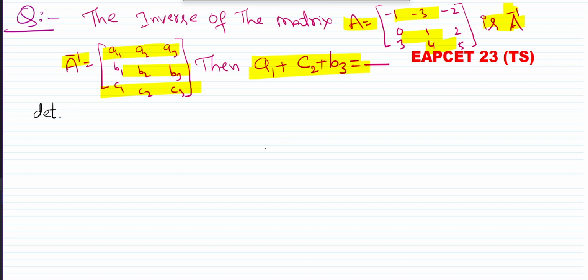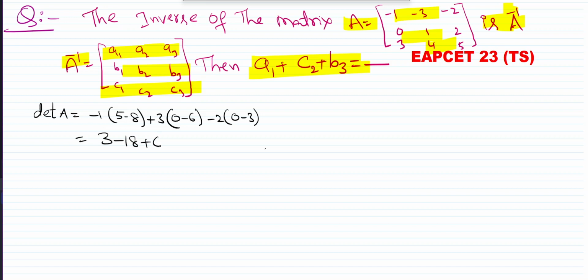So det A is equal to minus 1 into 5 minus 8, plus 3 into 0 minus 6, minus 2 into 0 minus 3. That is equal to minus 1 into minus 3, this is 3, 3 into minus 6, this is minus 18, plus 6. 3 plus 6 is 9, 9 minus 18 is minus 9. This is not equal to 0, so the inverse exists. Det A is minus 9.